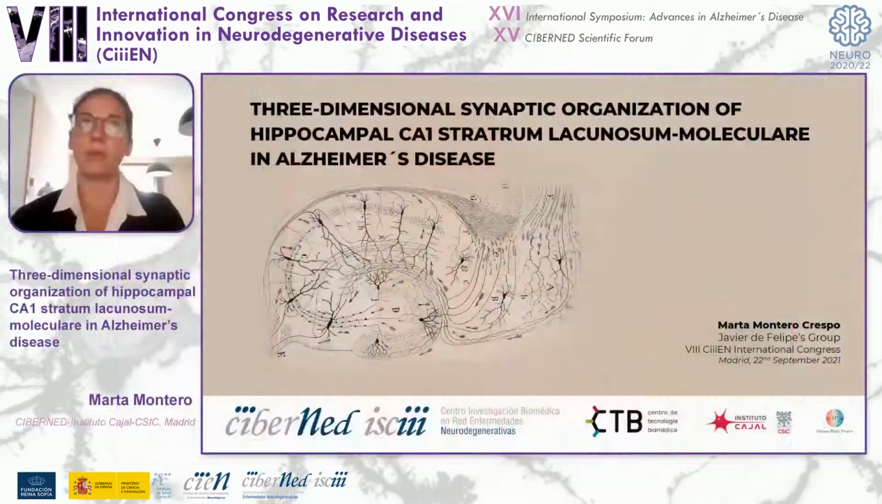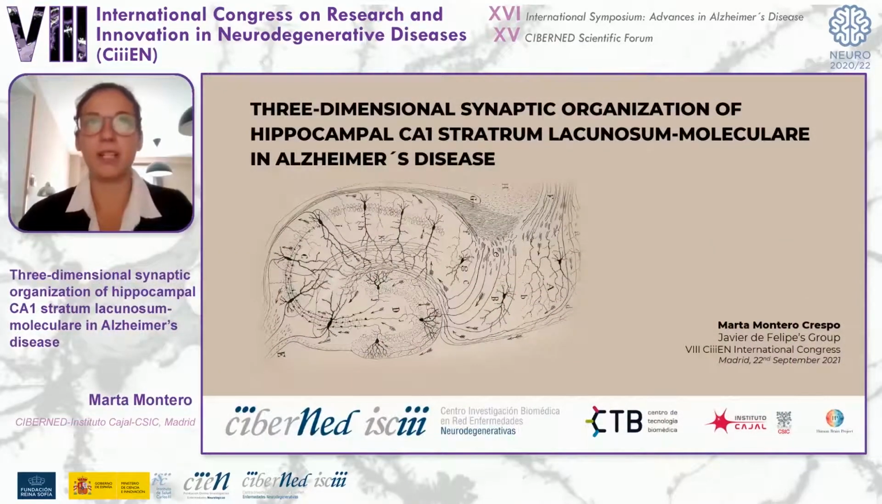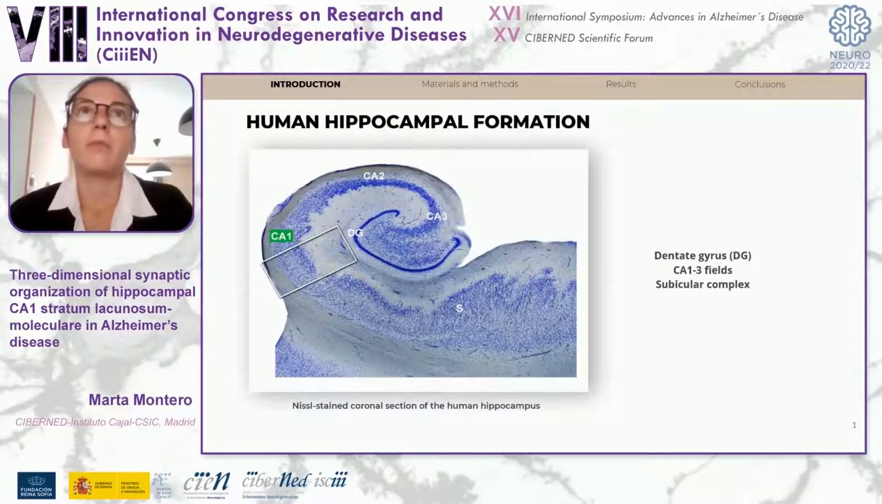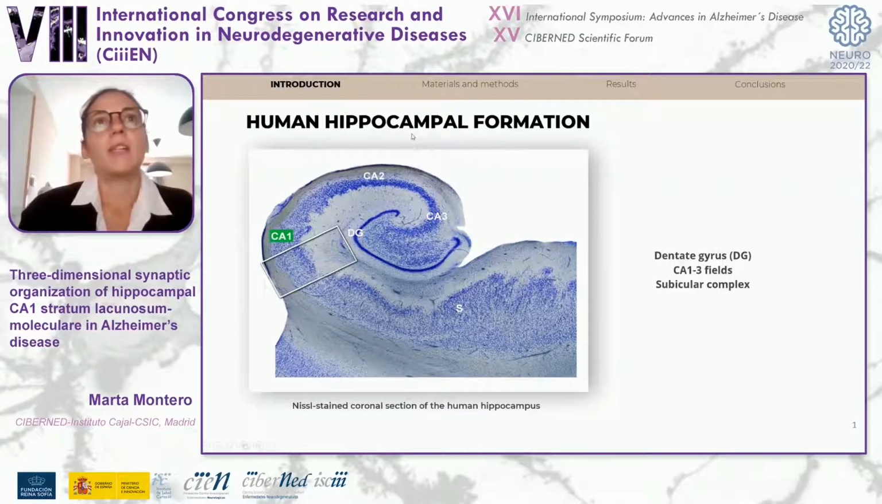My name is Marta Montero, and I would like to talk to you about our research on the three-dimensional synaptic organization of stratum lacunosum moleculare in the CA1 field in Alzheimer's disease. By hippocampal formation, we refer to a set of brain structures located in the medial temporal lobe. Specifically, the hippocampal formation includes the dentate gyrus, the cornu ammonis fields, and the subicular complex. The present work is focused on the study of the CA1 field.